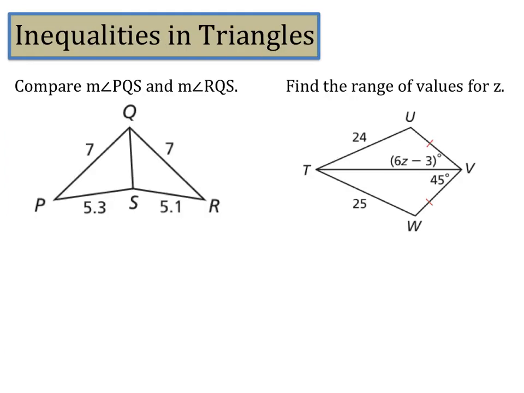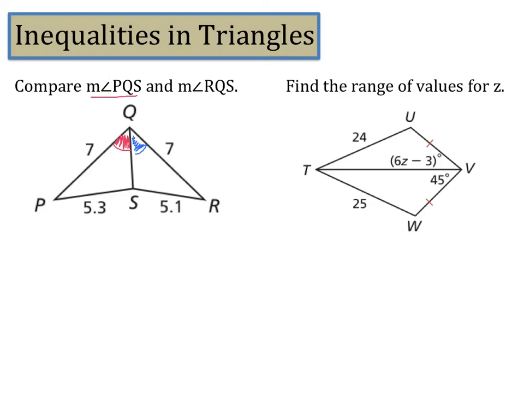So let's look at the inequalities in triangles. For this first example, I want to compare the measure of angle PQS and the measure of RQS. So let's just highlight those on our diagram so we can see which angles we're referring to. So PQS is right about here, and I'm going to draw it in because I'm not saying they're congruent. I just want to highlight them. So here's PQS, and RQS is this angle right here.